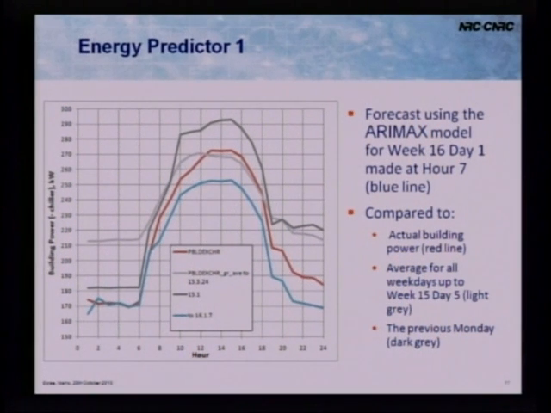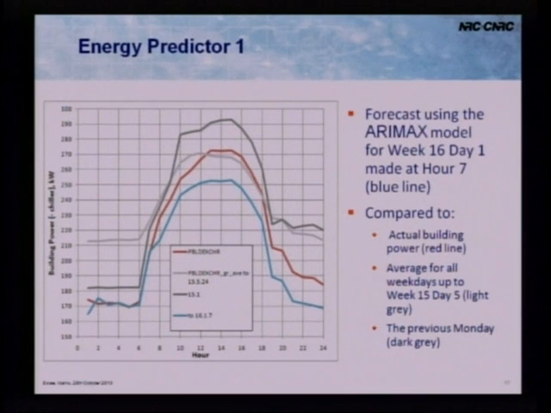So we'll start off with the red line, which is the actual building energy use. To generate models, we looked at the first 16 weeks of data and generated the model. So this is the first Monday of week 17. The light grey line is the average or mean energy use for the previous 16 weeks.